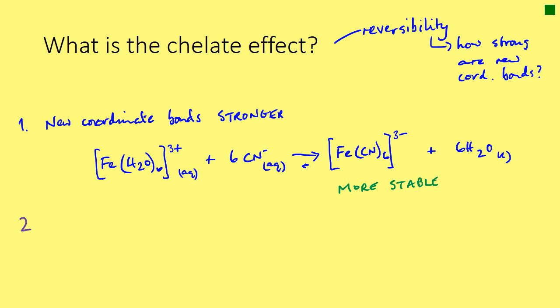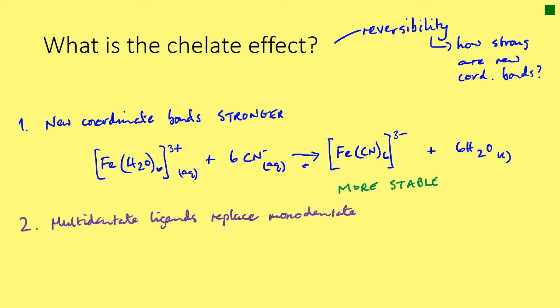Another example, let's call it example number 2, where the complex formed after the ligand substitution is more stable, is when you get multidentate ligands replacing monodentate ligands. So we'll write that out. So multidentate ligands replace monodentate. An example is given here.